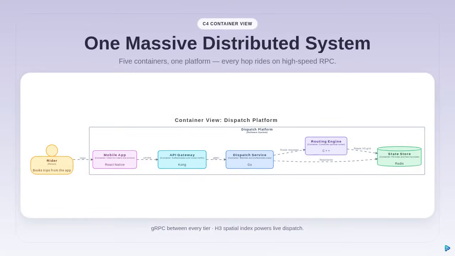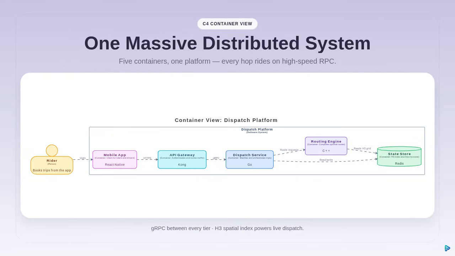Putting it all together, we have a massive distributed system. From the mobile apps to the gateway, the dispatching engine, the H3 index, and the routing services, all communicating via high-speed RPC calls. This architecture is designed for 5 nines availability, because if the dispatch system goes down, the entire business stops.